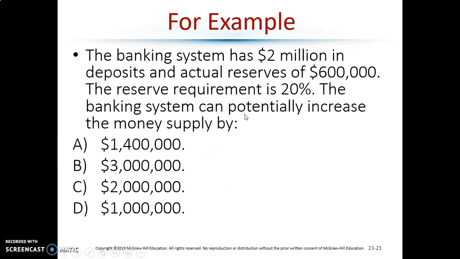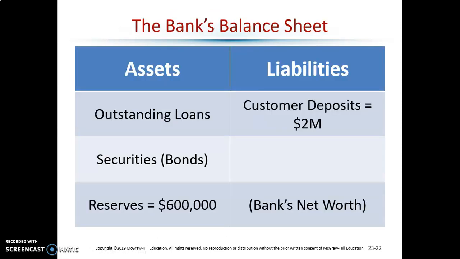Well, one thing that we can do to organize our thinking here is we can put it in the bank balance sheet. So this sets it up. Customer deposits are $2 million. Their reserves are $600,000. We're not really worried about the net worth right now, and what we're saying is these reserves, they're not going to want to buy securities. They're going to want to put it into the form of loans. And of course, the one other important number is the 20%.